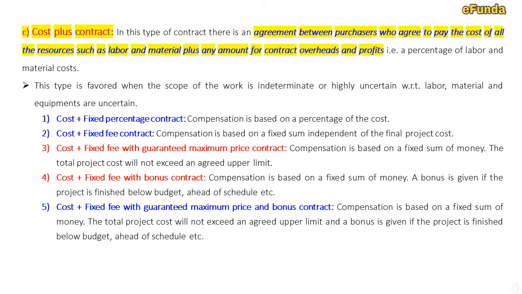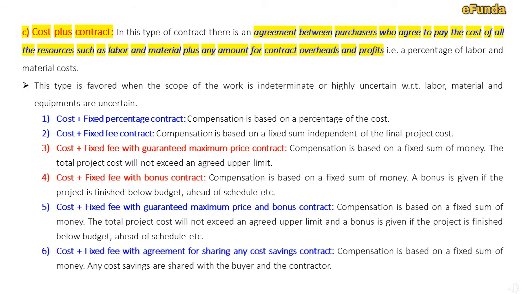Compensation is based on a fixed sum of money. The total project cost will not exceed an agreed upper limit, and a bonus is given if the project is finished below budget, ahead of schedule, etc. And sixth and last type, that is cost plus fixed fee with agreement for sharing any cost saving contract.